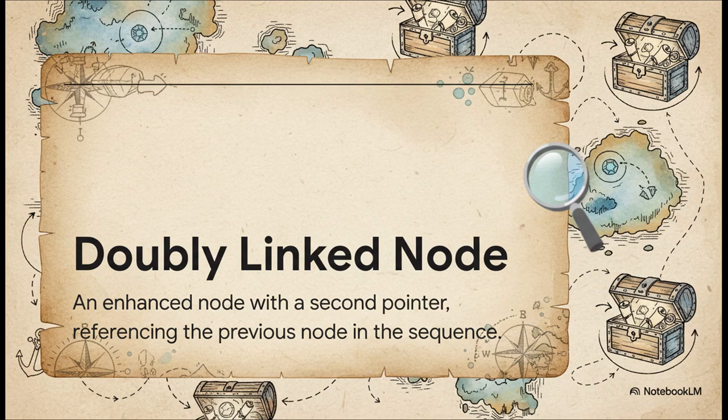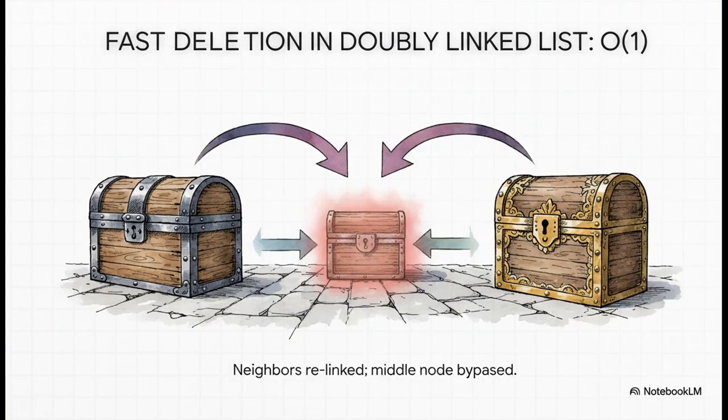So, what's the solution? It's brilliant in its simplicity: the doubly linked list. The idea is this: each treasure chest now has two maps inside. You still have the forward-pointing map that takes you to the next chest. But now you also get a second map, a backward-pointing map that takes you to the one you just came from. And let me tell you, this backward map is an absolute game changer.